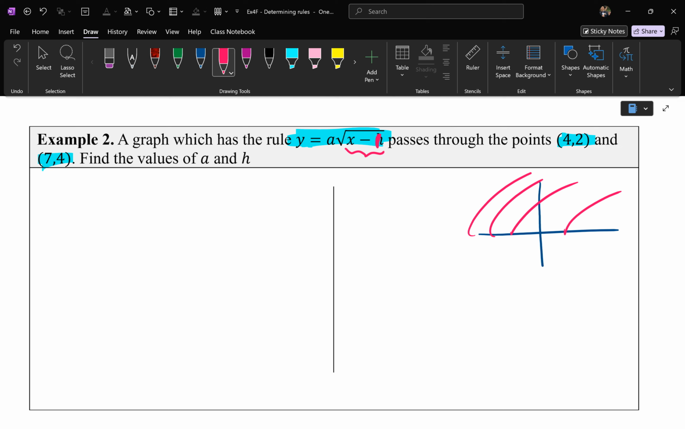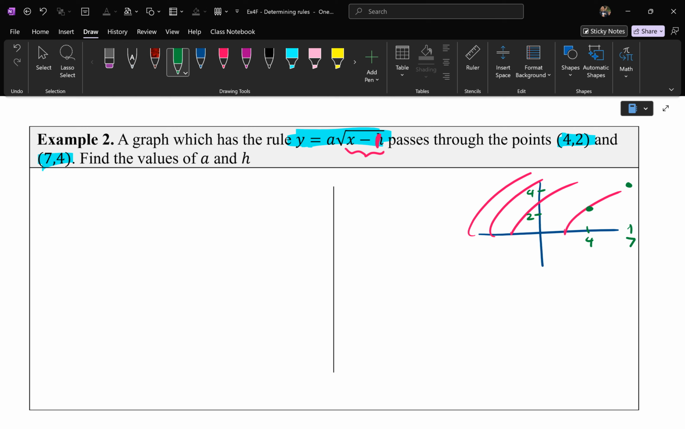What I do know is that it does pass through 4, 2. So if you have to visualize where 4, 2 is, 4 is here, 2 is about there, so it's likely that this can't be correct. It's probably this direction, right? So it might be here, that's 4, 2. What's another point they gave us? 7, 4. So 7's over here, 4's double that, so it's somewhere here. So it's very likely it's heading this direction.